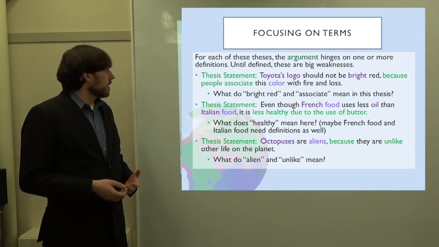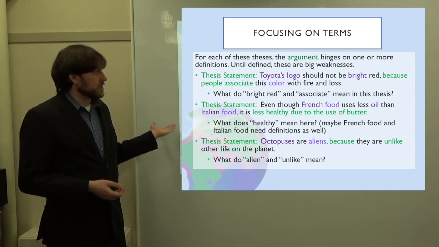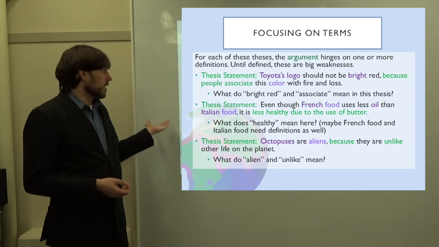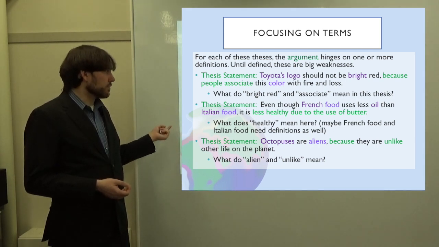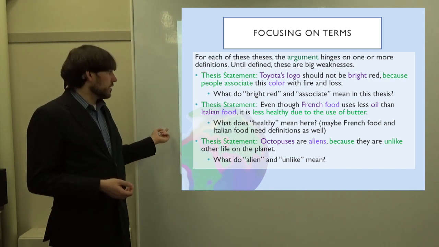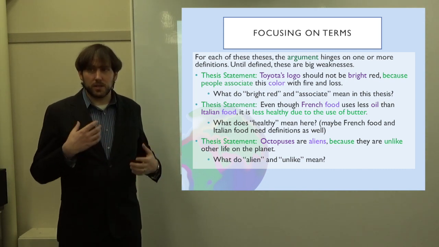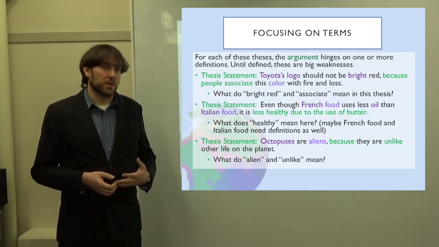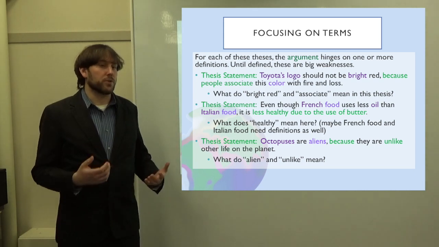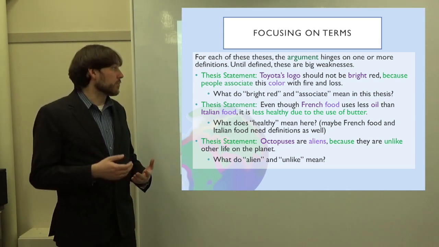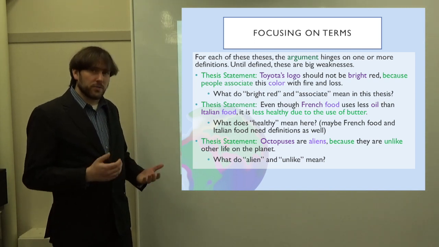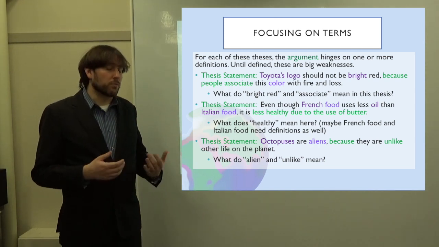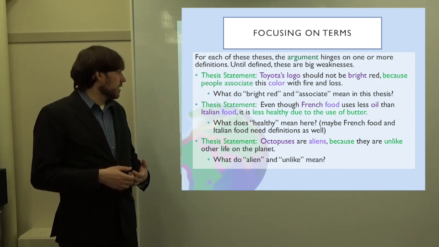Another thesis statement: Even though French food uses less oil than Italian food, it is less healthy due to the use of butter. Here there's one really big question, and the question is "healthy." We're going to need to give a lot of information so we can figure out what makes something healthy or not healthy, and it's going to be the main weakness in this claim. We might also want to define French food and Italian food. These may have more breadth than we might first think.